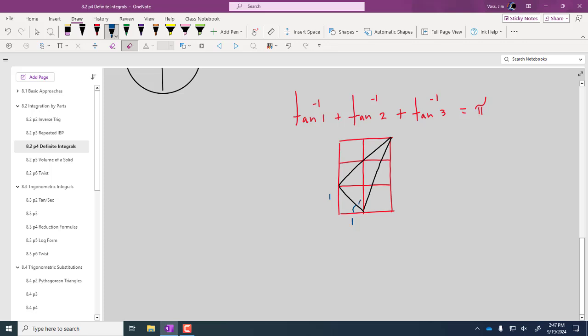This angle right here is the inverse tangent of 2, because the tangent of that angle is 2. The tangent is opposite, which is 2 diagonals, over adjacent, which is 1 diagonal. This is a right angle here. And this angle is inverse tangent of 3, because its tangent value, opposite over adjacent, is 3. So these 3 angles add up to a flat angle, which is pi radians. Right? 180 degrees is pi radians.